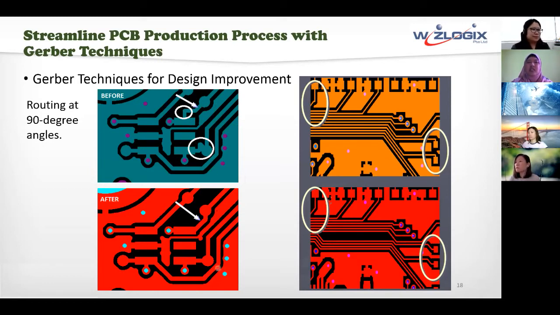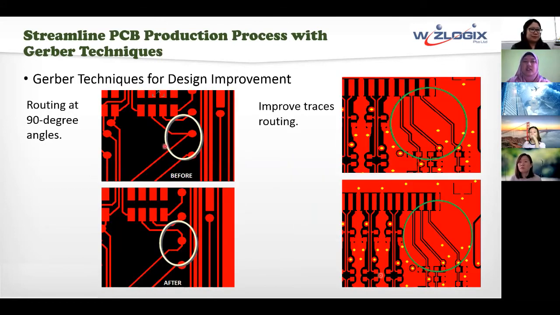So when we change and improve it, it becomes much better, and it's easier to manufacture at this stage. And then in the picture on the right, you can see a sharp angle here, as well as the one here. And when we change it, this is how we improve the layout design. And then we have the sharp corner here. When we change or improve the design, it becomes like this.